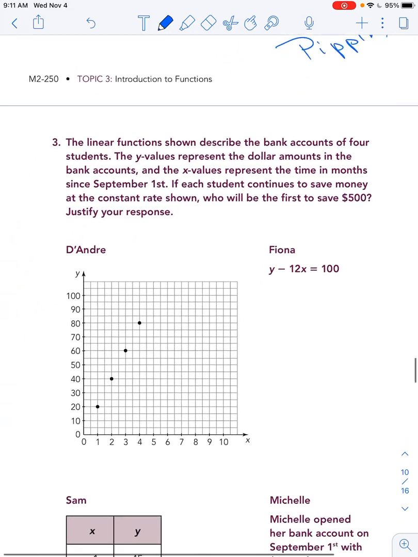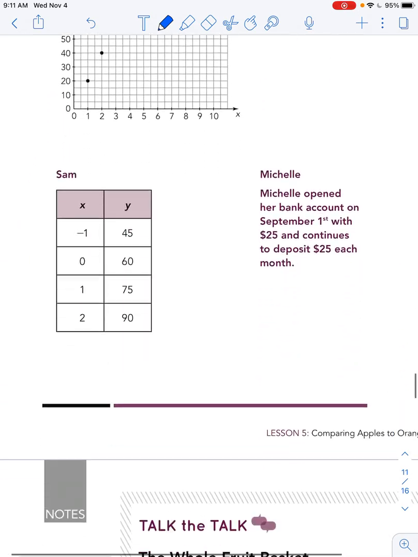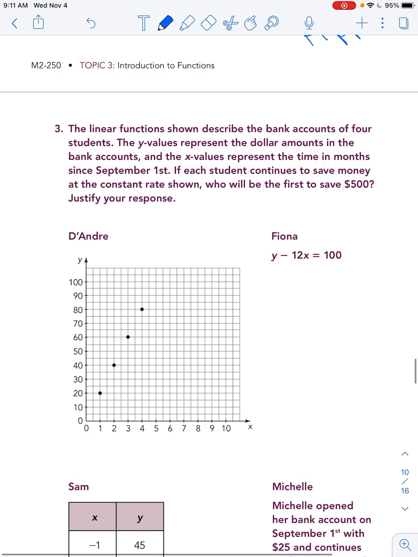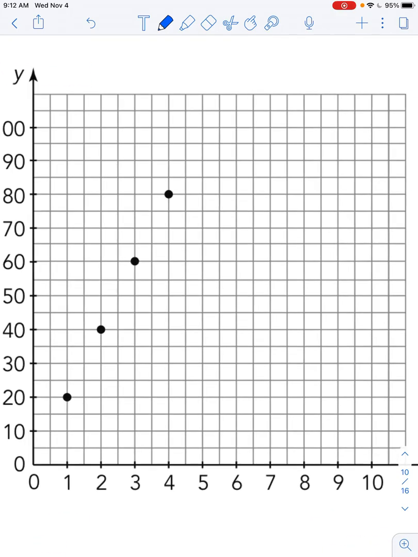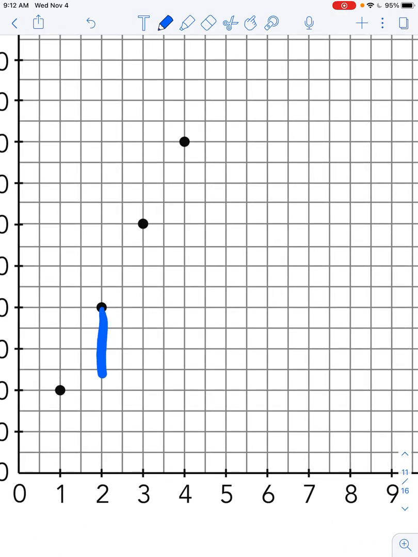Okay. So then, okay, we're almost finished. The linear functions shown describe the bank account for 4 students, representing dollar amount. It says if each student continues to save money at the constant rate shown, who will be the first to save $500? Okay, so first things first, we have to find the constant rate of change. So that's the first important thing.